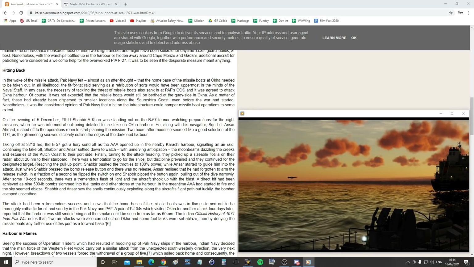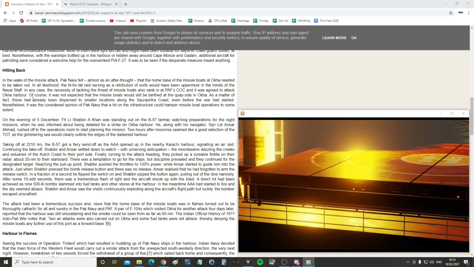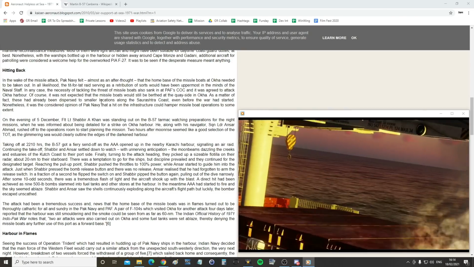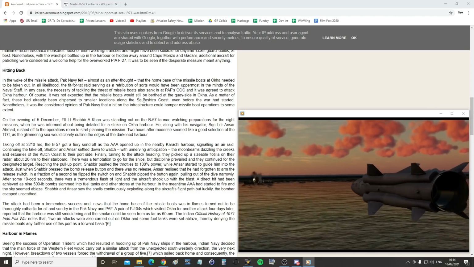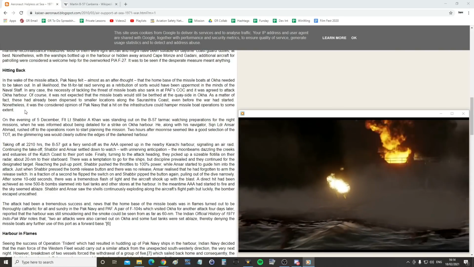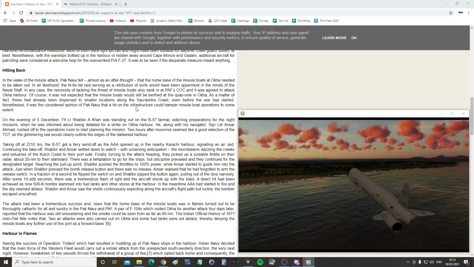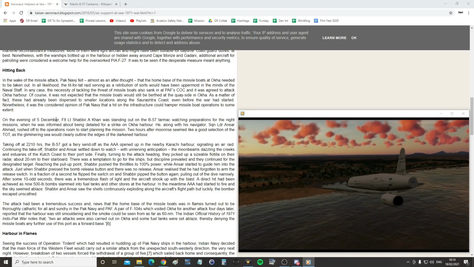Of course, it was not expected that the missile boats would still be berthed at the quayside in Okha. As a matter of fact, these had already been dispersed to similar locations along the Saurashtra coast, even before the war had started. Nonetheless, it was the considered opinion of the Pak Navy that a hit on the infrastructure could hamper missile boat operations to some extent.